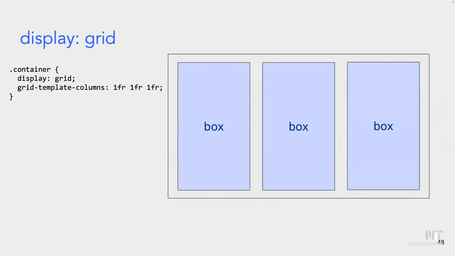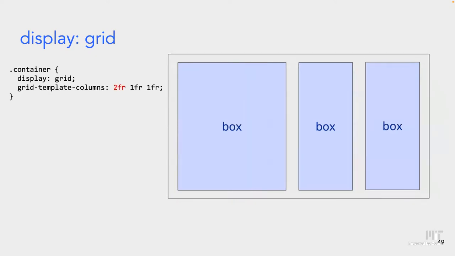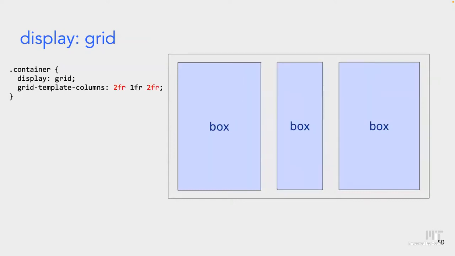And if we want to modify those ratios, we can simply change the numbers that go with it. And so if we wanted a wider first and last column, we can change those numbers to 2 FR. And so the ratios of their widths would be 2 to 1 to 2.